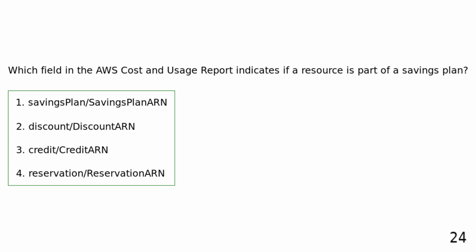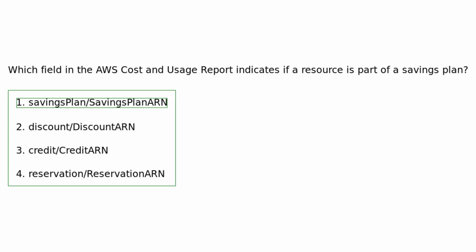Which field in the AWS cost and usage report indicates if a resource is part of a savings plan? Savings plan/savings plan ARN. Discount/discount ARN. Credit/credit ARN. Reservation/reservation ARN. The savings plan/savings plan ARN field, when present, indicates that a resource is covered by a specific savings plan, identified by its Amazon resource name.